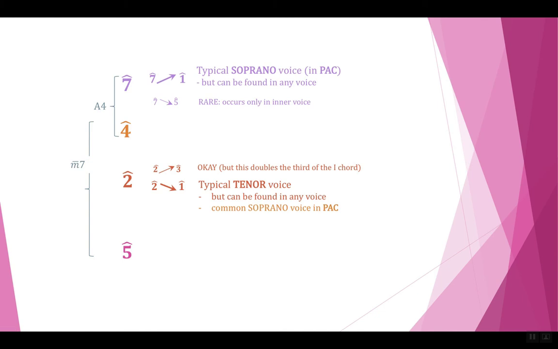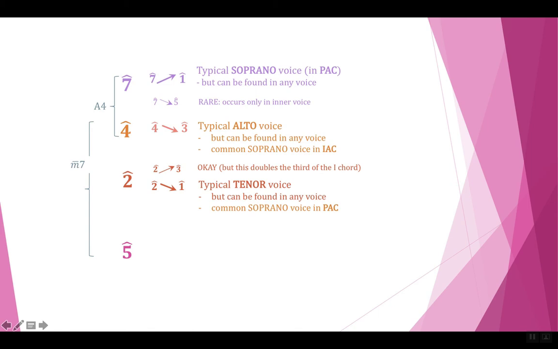And then we saw in that one Palestrina cadence that scale degree 2 could go up to scale degree 3, so that's okay. Now, the only thing is that if you do have a 5-7 chord here, 4 is going down to 3, then you're going to end up with a doubled third if you go 2-3. But it's not a problem to have a doubled third, it's just not as common. So in our 5-7 chord, scale degree 4 is the 7th, and has to resolve down. We're going to call this a typical alto voice, but it really could be in any voice. And it's going to be a very common soprano line in an imperfect authentic cadence.